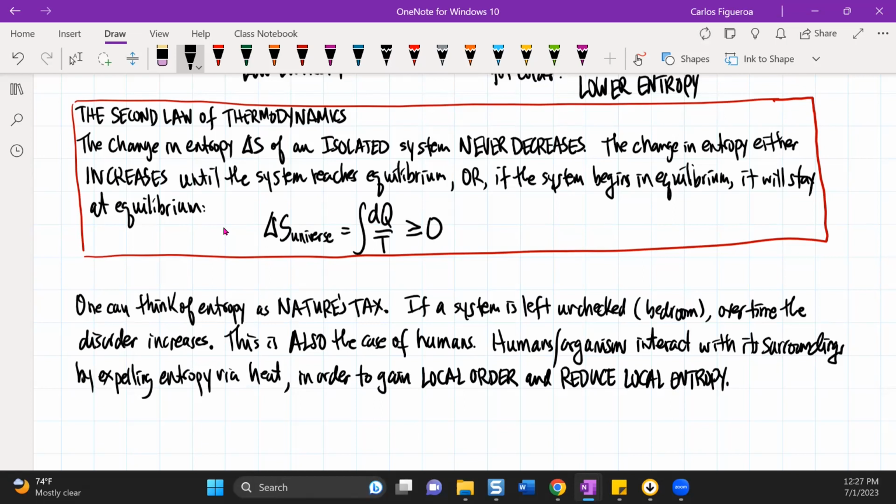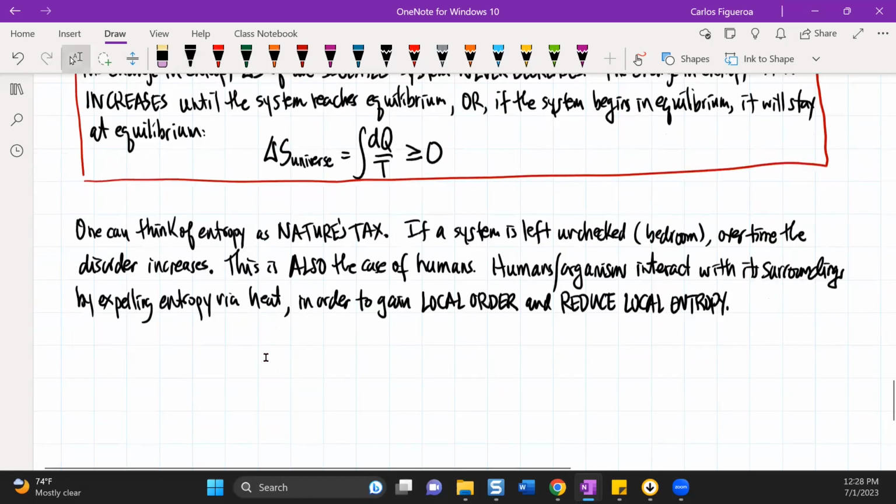Okay, this is a mouthful, and I'm kind of struggling with how to actually say this. So I said that this is also the case with humans. We interact with our surroundings by expelling entropy. Like when you take a breath and you blow it out, you are really increasing the overall disorder, because a breath inside your lungs is definitely low entropy, and when you blow it out or when you're sweating, you're increasing entropy in the environment. But we have to do that in order to gain local order and reduce our local entropy. So our ability to do this, I think this is the deep one here. Let's see if you can grapple with this one.